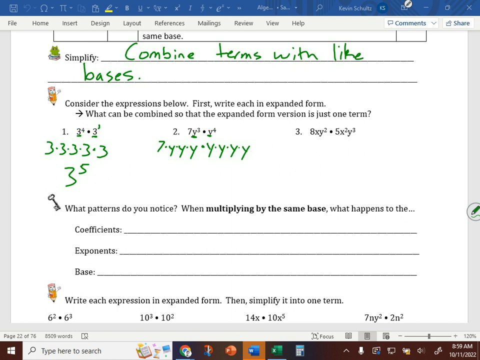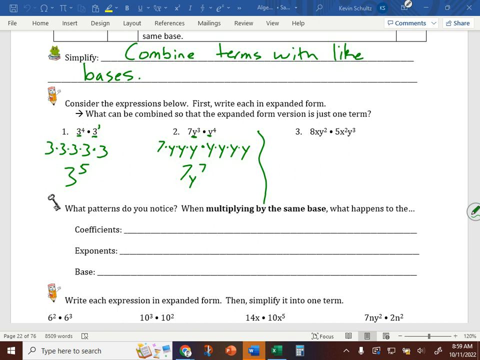Who can tell me an easier way to write that long expression using an exponent? Is it 7y to the 7th? It is. 7y to the 7th power. Because we got 7 y's all being multiplied together. That's what an exponent's used for, to show how many of something's being multiplied together.